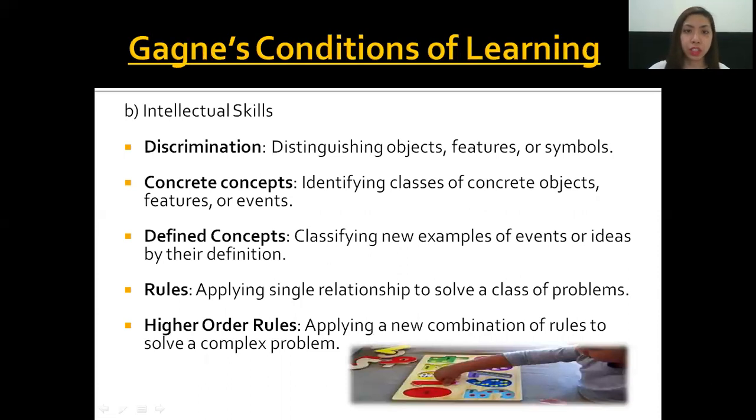We have discrimination, which is distinguishing objects, features, or symbols; concrete concepts, which is identifying classes of concrete objects, features, or events. Defined concepts involves classifying new examples of ideas or events by their definition. And rules involves applying a single relationship to solve a class of problems. And lastly, we have the higher order rules, which involves applying a new combination of rules to solve a complex problem.